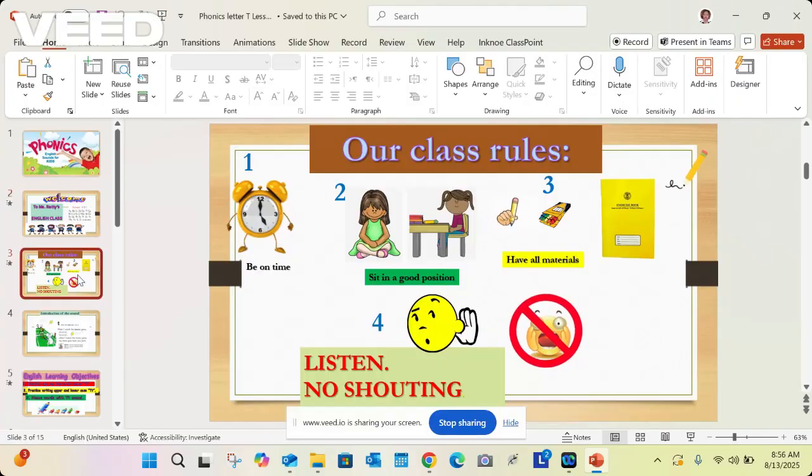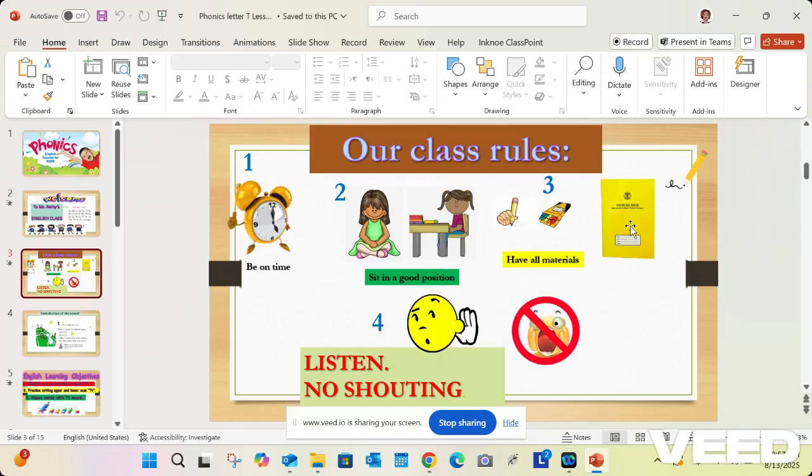All right, so these are our class rules. You need to be on time for your session and you need to sit in a good position. If you're sitting on the mat, you sit like this. If you're sitting on the table, let's sit also like this. And I want you to have all your materials, pencils, crayons, your notebook, and also the worksheet. Okay, and you need to listen very attentively, and no shouting so that you can hear what Miss Radi says.